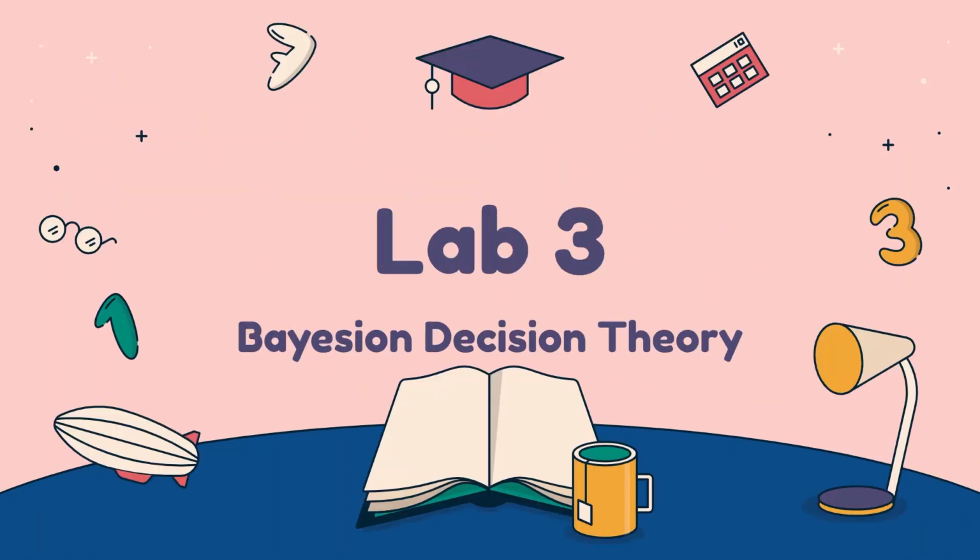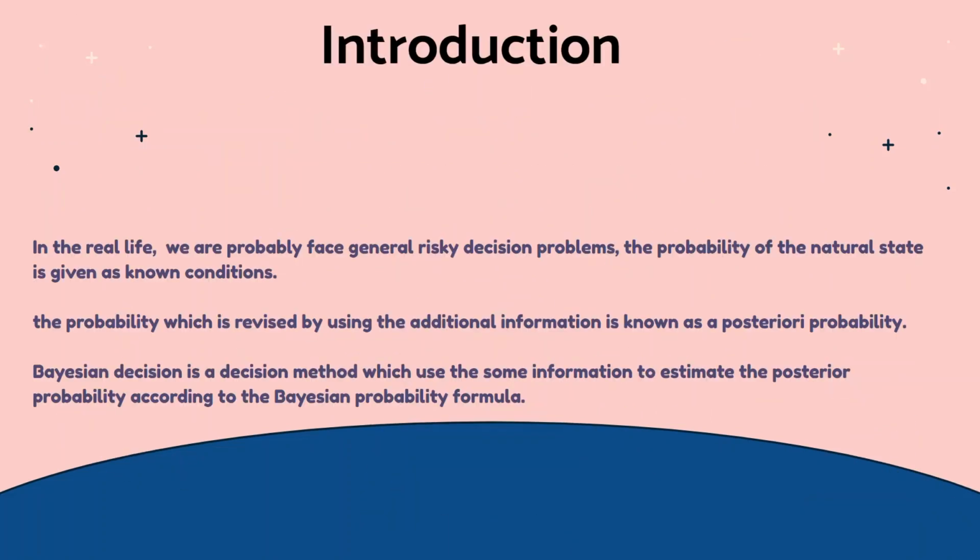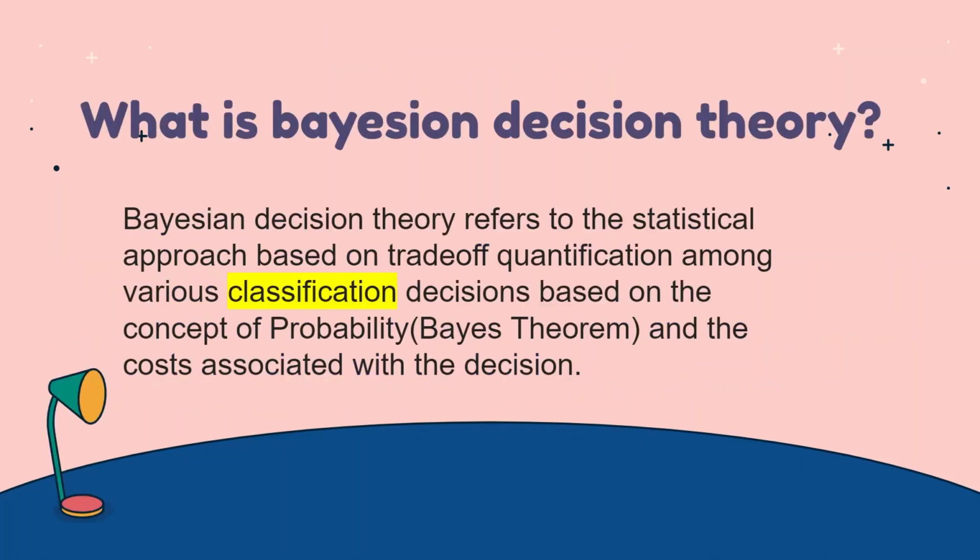I'm going to present the Bayesian decision theory. In real life, we probably face general risky decision problems. The probability of the natural state is given as known conditions. The probability which is revised by using the additional information is known as a posterior probability. Bayesian decision is a decision method which uses the information to estimate the posterior probability according to the Bayesian probability formula. What is Bayesian decision theory?